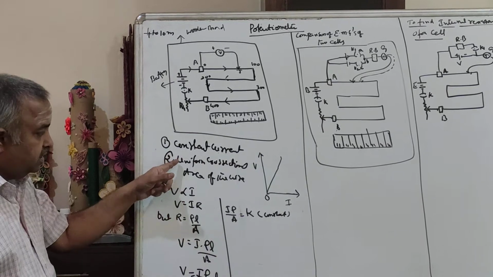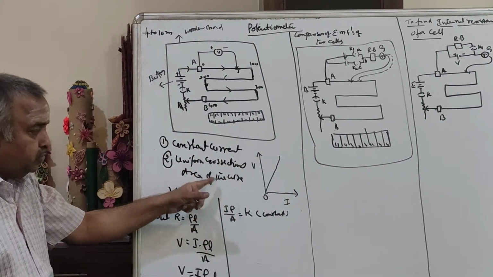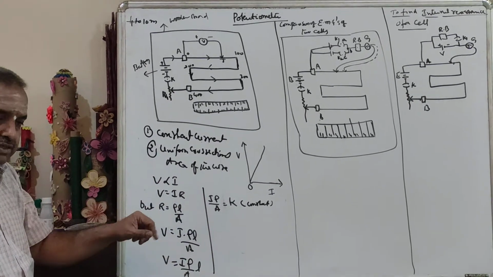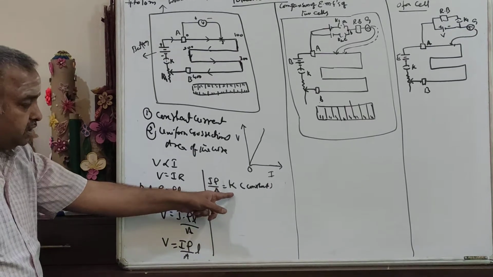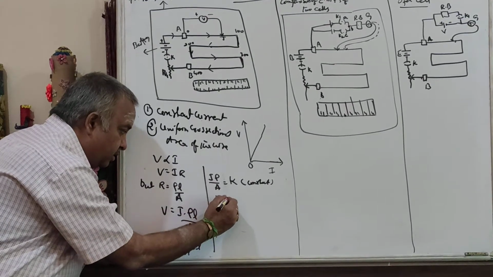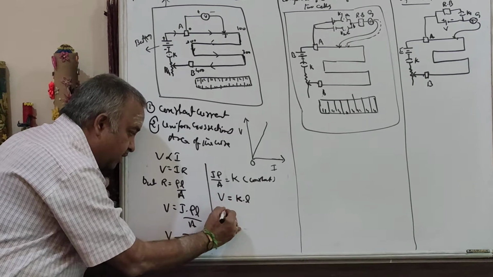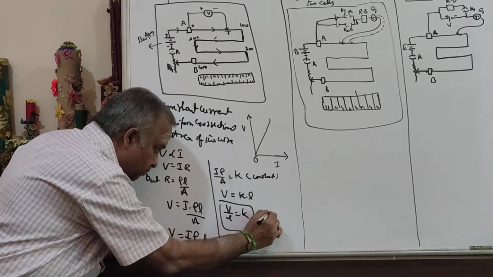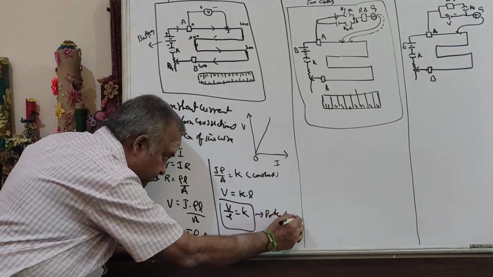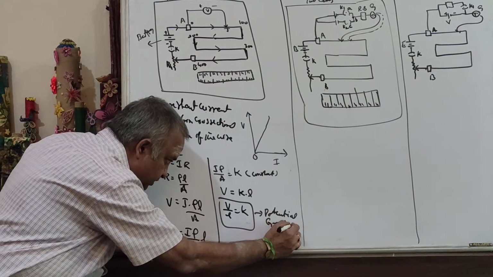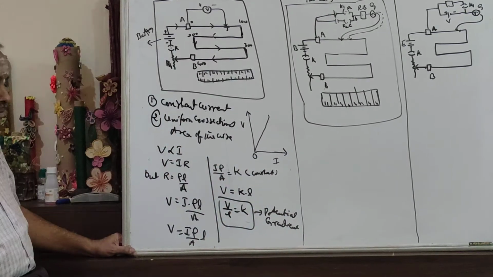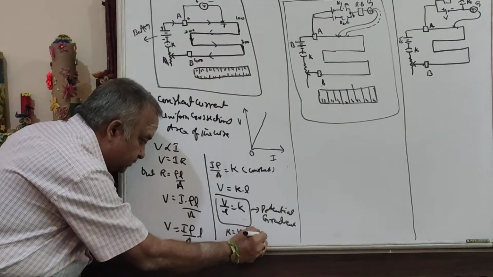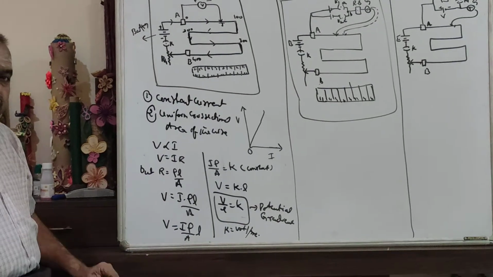There is no change in current, and there is a uniform area of cross section of the wire. So A is constant. For a given material, the resistivity is constant. So I rho by A is constant. So we can write V is equal to KL, or V by L is equal to K. This K is called potential gradient. The unit of potential gradient is, K is equal to volt per meter. So this is the principle of a potentiometer.